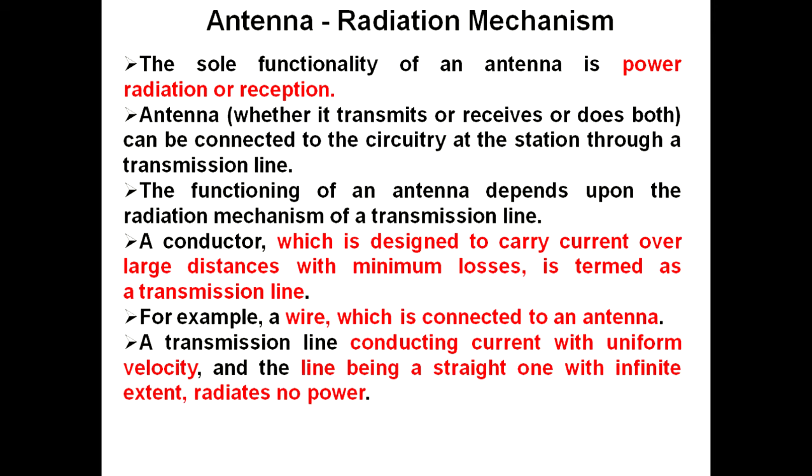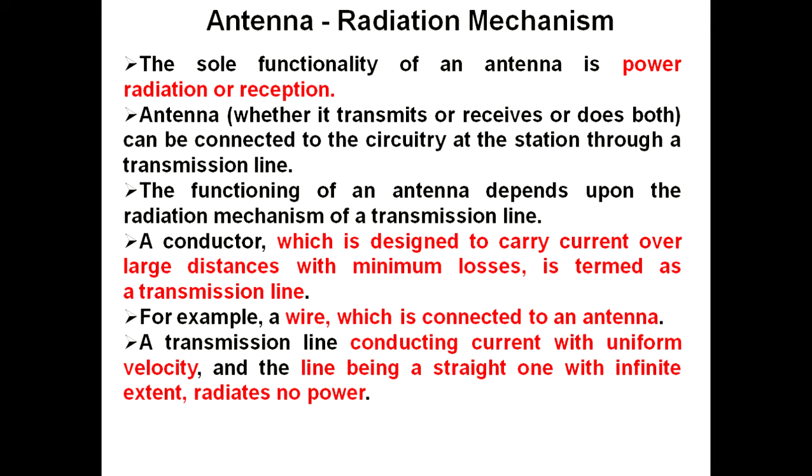Before we go into the categorization of transmission lines, we should know the basics of radiation. Any current carrying conductor which passes current over a large distance with minimum loss is called a transmission line. A transmission line is nothing but a conductor which can pass current over a long distance with negligible loss. For example, a simple wire connected to the antenna can act as a transmission line.